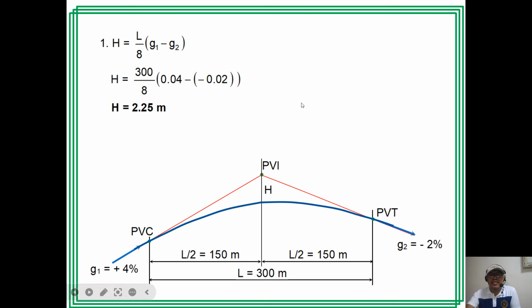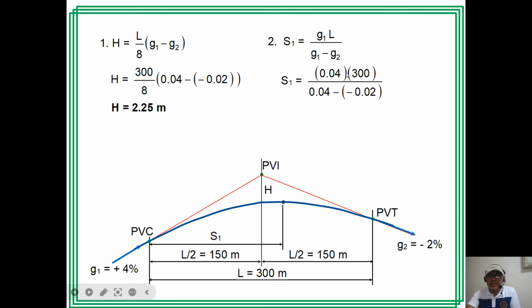Okay. So, the second question is the location of the highest point on the curve from the PVC. So, that is S1. So, we are given the formula G1 L over G1 minus G2. So, 0.04 times 300, then over 0.04 minus negative 0.02. And that will give us 200 meters.